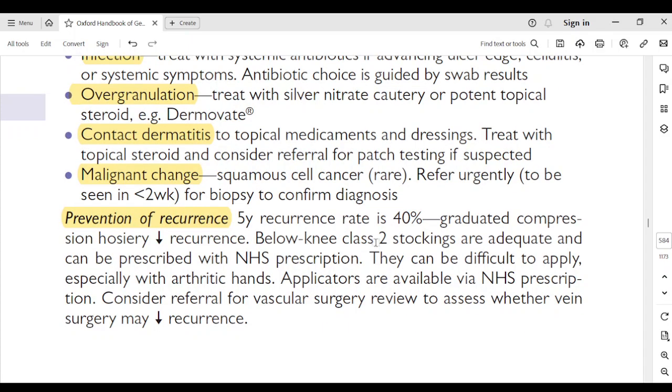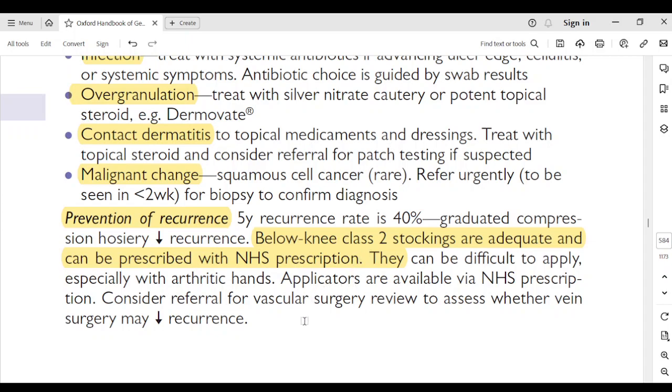Prevention of recurrence: the 5-year recurrence rate is 40%. Graduated compression hosiery decreases the recurrence. Below the knee, class 2 stockings are adequate and can be prescribed on NHS prescription. They can be difficult to apply, especially with arthritic hands. Applicators are available on NHS prescription.